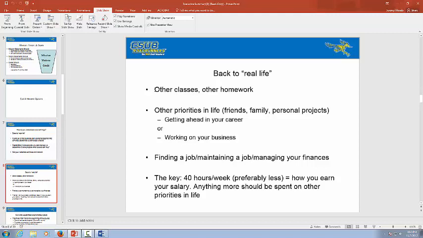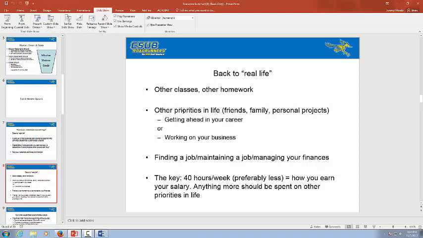Any other hours above and beyond those 40 or 30 or 35 hours you should spend on your other priorities in life. So the key message here about going back to real life is that we all get busy doing things. And if you really want to make a new venture happen, you can't be busy with more than 40 hours a week in your job. You're going to need your extra time to work on the business. But in general, it's advice that I would give you anyway about your life.